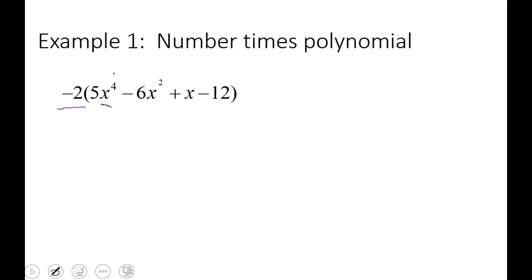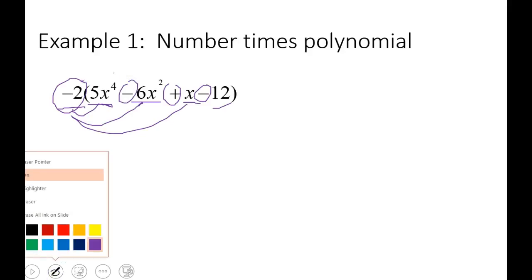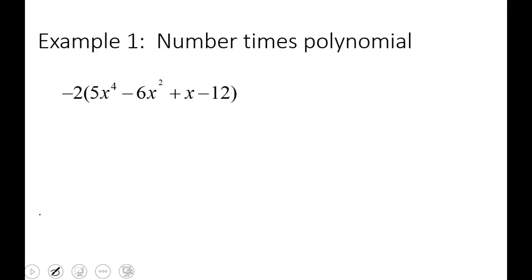So what I have to do is take this -2 and multiply it by each of the terms. Terms are separated by addition and subtraction. So here I see I have 1, 2, 3, 4 terms because they're separated by 3 addition and subtraction signs, and I'll have 4 terms in my answer. So first I do the -2 times 5, and I get -10x to the 4th. Now notice I kept the sign of the -2 and kept the sign of the 5, multiplied them together. A negative times a positive is a negative.